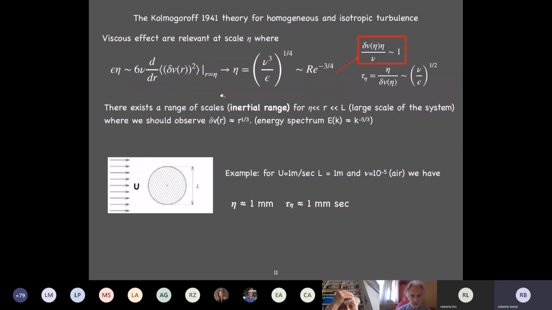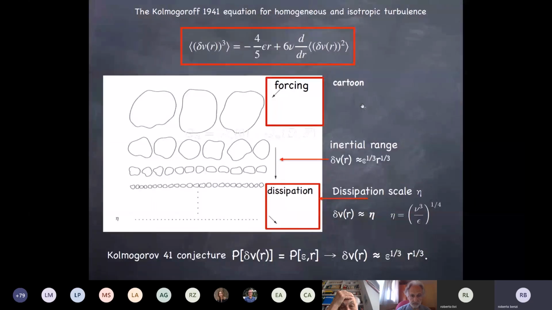Now, to summarize the Kolmogorov theory, we have an exact statement. We have some forcing which generates turbulence at very large scale, then something happens in the system transporting energy from large to small scale, and then you have dissipation. And of course, the Kolmogorov conjecture is that the probability distribution of fluctuations will depend only on the rate of energy dissipation and the distance between particles.